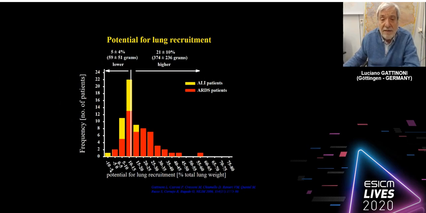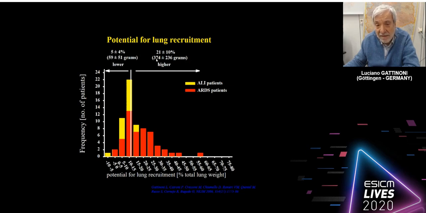Using this system, we found in ARDS that the recruitability, that means the potential of recruitment going up with the pressure up to 45, in some patients is nil or very poor. In some patients it is extremely high. On average, the median value is around 9-10% of the lung parenchyma. And you know, in the lower regions, the recruitment is very visible, 59 grams.